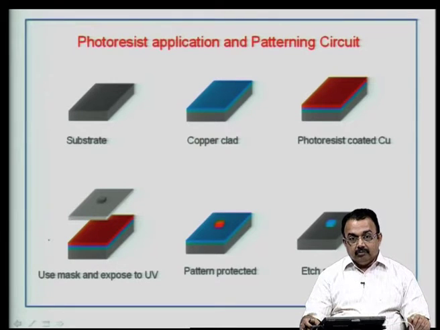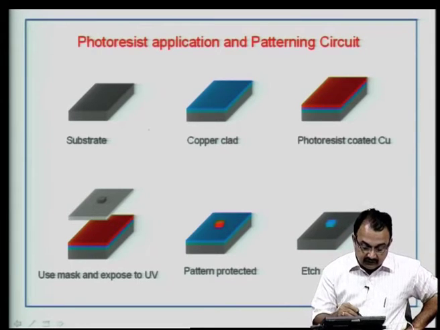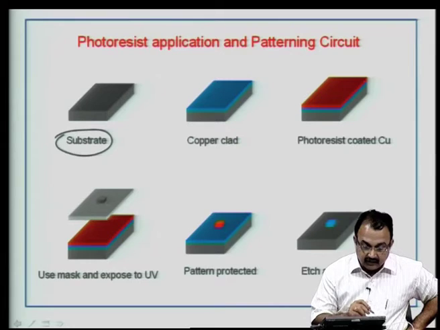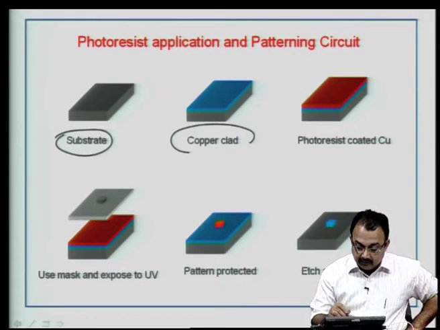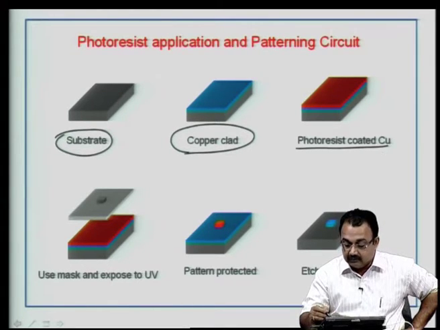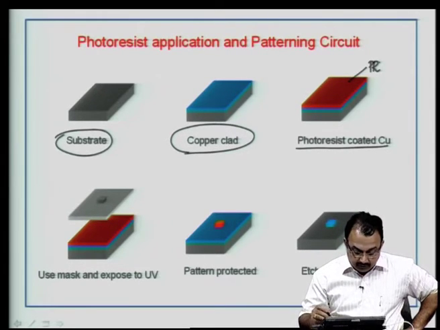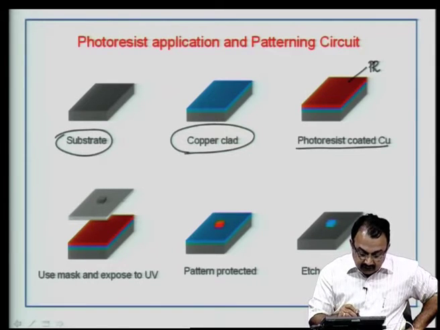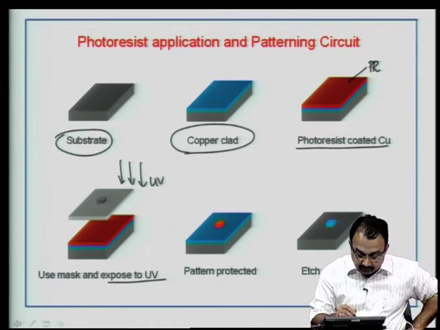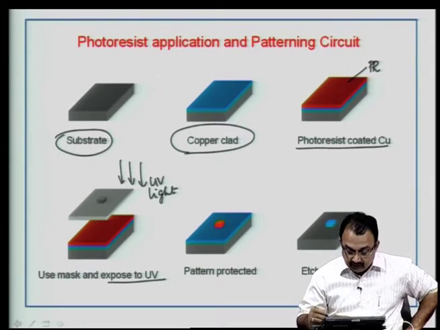Now, the process sequence will look like this: photoresist application and patterning of the circuit. The first thing is you have the substrate taken, then assume it is copper clad now. Now, you coat it with a photoresist material on the copper surface. This is the photoresist, PR stands for photoresist. Now, you use a mask, and you can see this is exposed to UV light. Now, depending on the photoresist, whether it is a positive or a negative, let us assume in this case it is a negative resist.